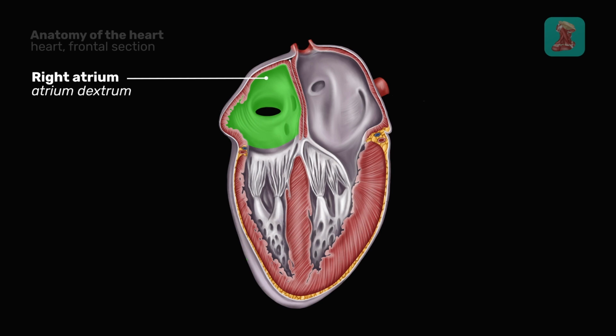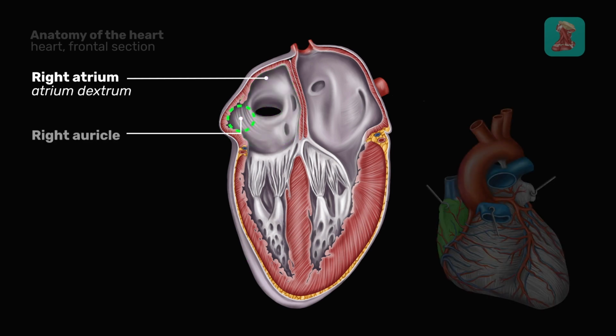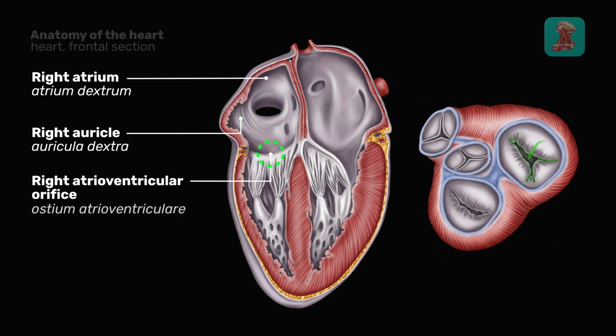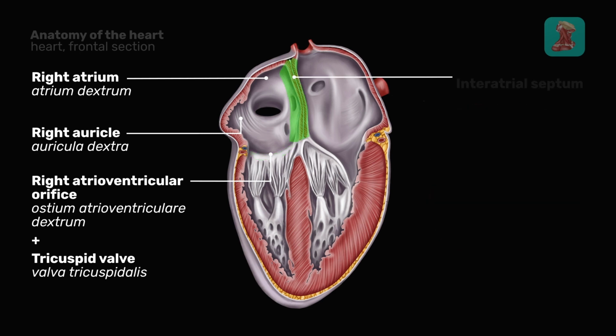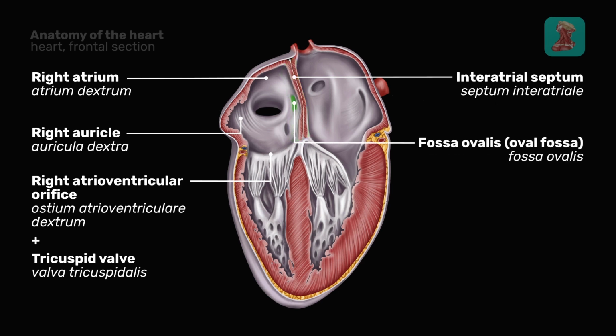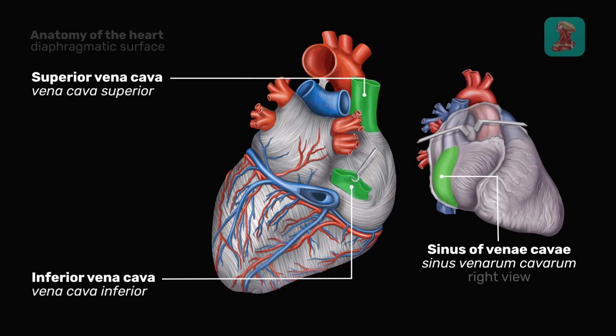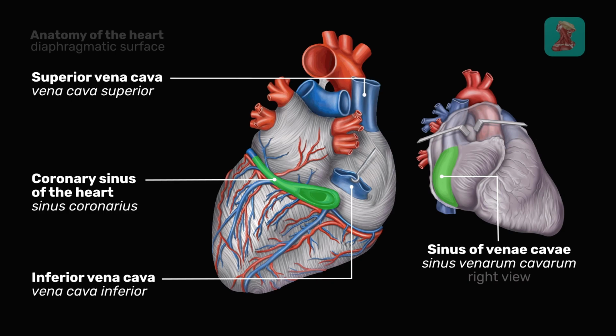The right atrium has an additional cavity called the right auricle. From the inferior side, it is delimited by the right atrioventricular orifice and the tricuspid valve, through which venous blood enters the right ventricle. The interatrial septum, on the surface of which there is an oval fossa, is a border between the right and left atria. The superior and inferior vena cava end by the right atrium in the area of the sinus of venae cavae. There is a coronary sinus of the heart between them.